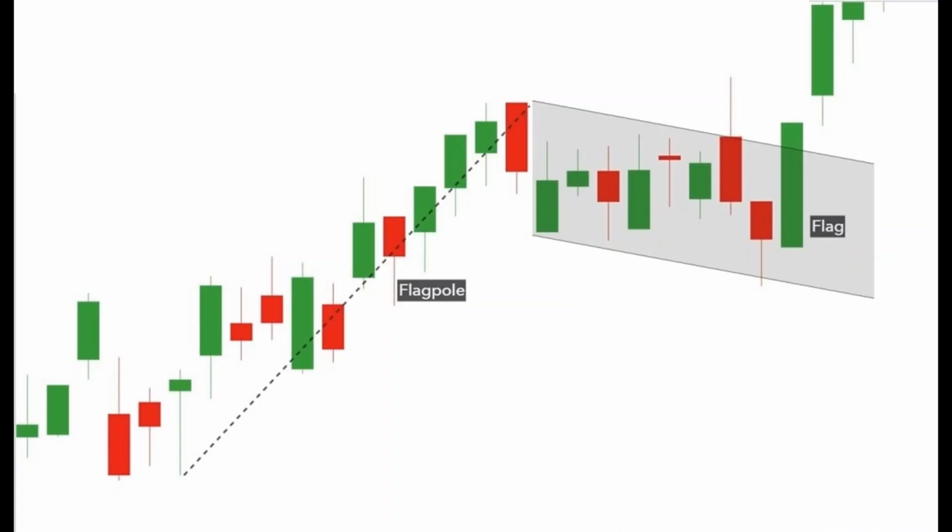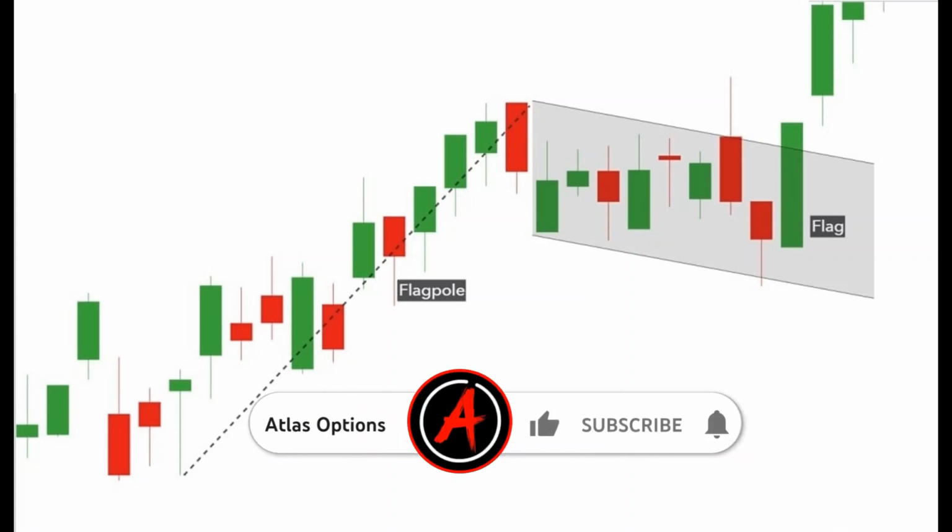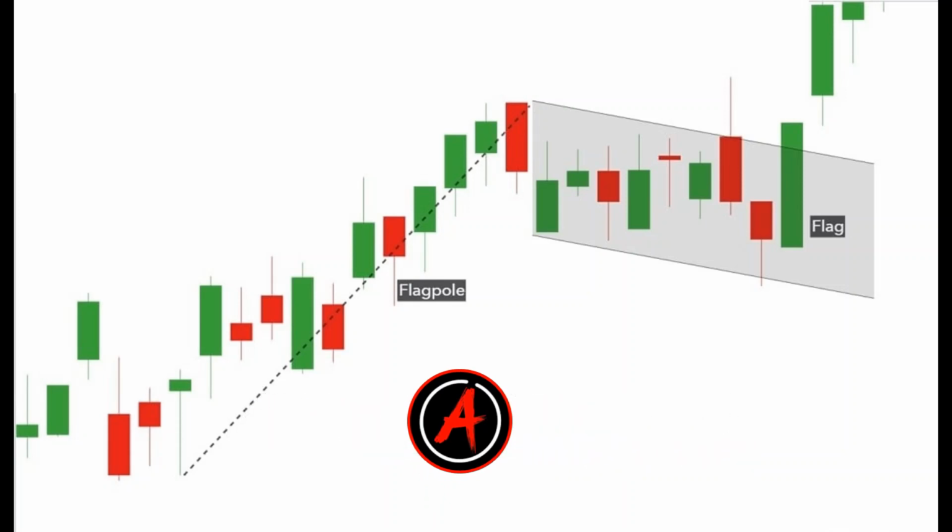The bull flag chart pattern is a continuation pattern that forms during an uptrend. The pattern resembles a flag on a pole, with the pole being the uptrend, and the flag being a consolidation period. The consolidation period is a narrow range in which the price moves sideways. The bull flag pattern signals that the uptrend is likely to continue after the consolidation period ends.